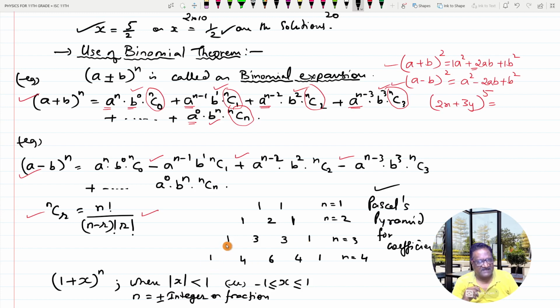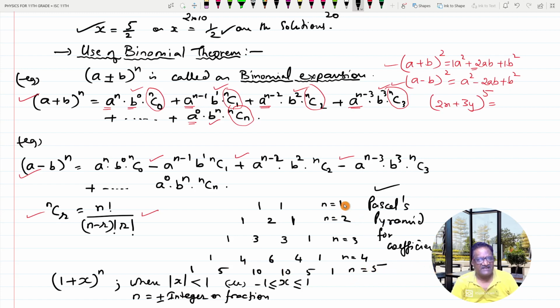And again in the next line, 1 you have to start with. 3 plus 1 is 4. 3 plus 3 is 6. 3 plus 1 is 4, and then 1. That way it will go on. If you want me to write one more, you can write this way. 1, and then 4 plus 1 is 5. 6 plus 4 is 10. 6 plus 4 is 10. 4 plus 1 is 5, and then 1. This is for n equal to 5.